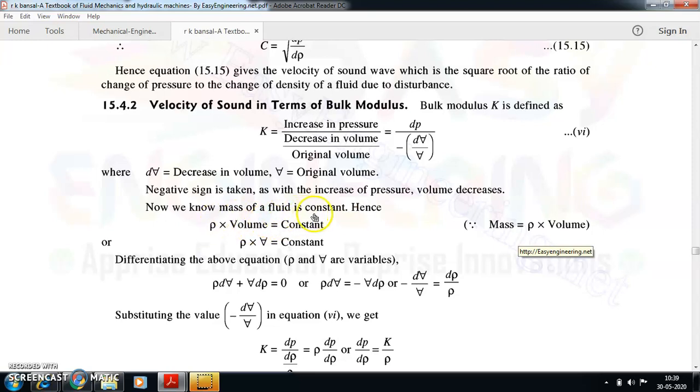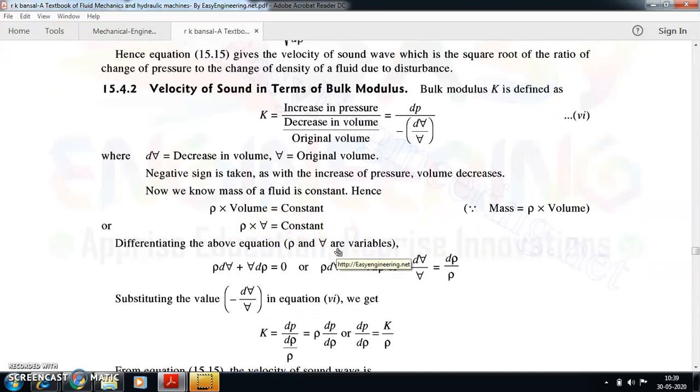We know that the mass of the fluid is constant from the mass conservation law. So density into volume is going to give us mass, and density into volume is going to be constant. I can write this in notation as rho into V, with V being the volume, just a notation. So rho into V is equal to constant.